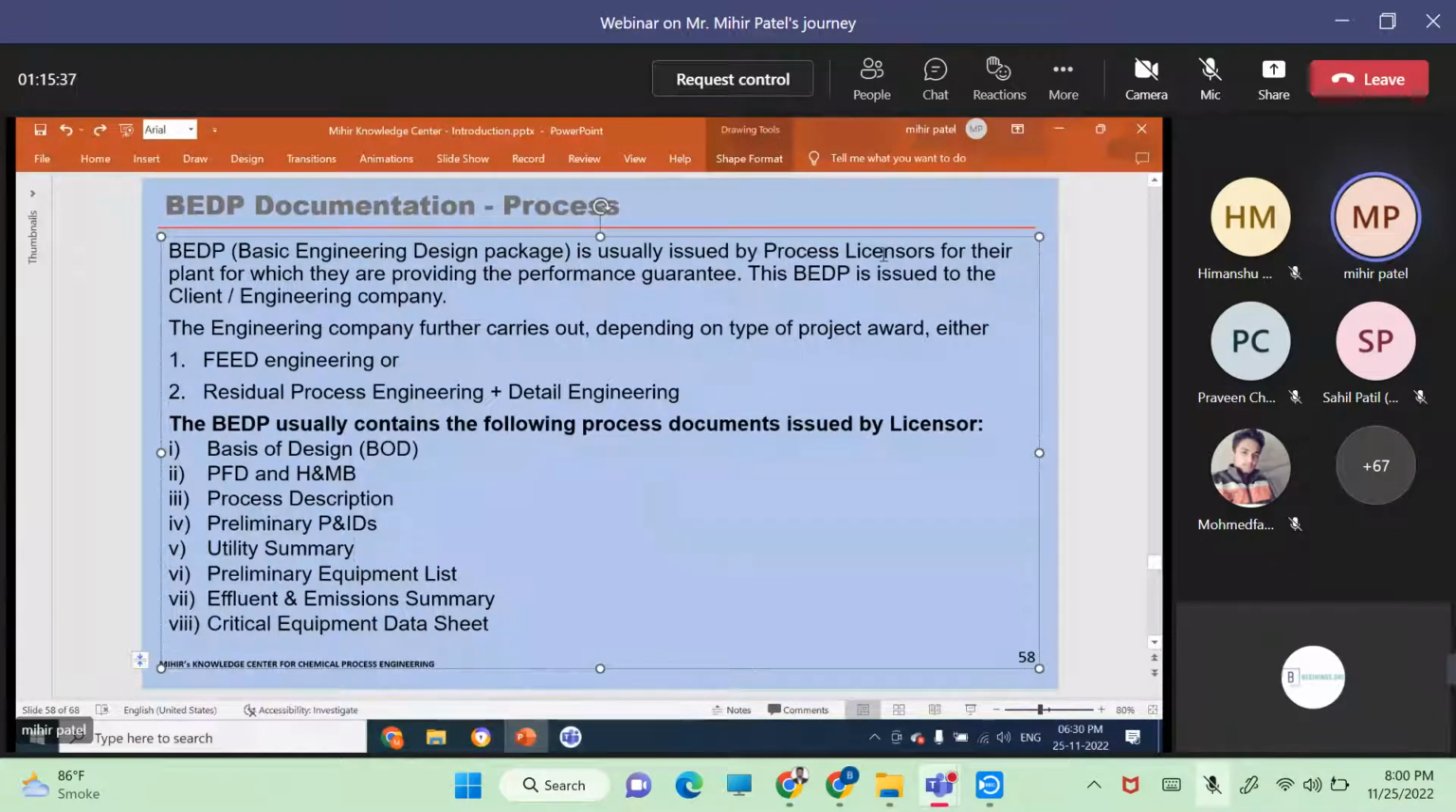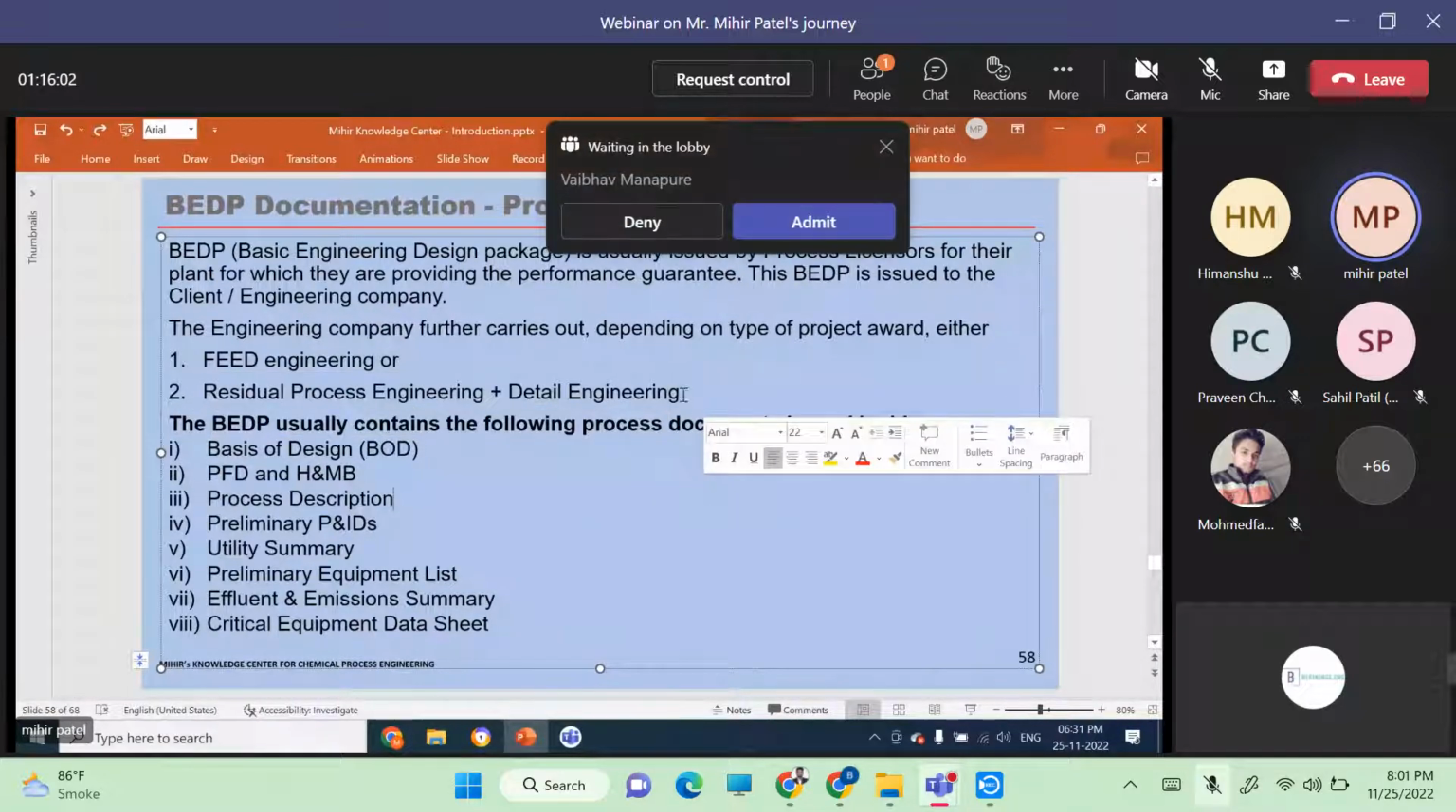So the process licensor will supply this, since they are providing the performance guarantee. The process licensor is taking the guarantee, so he gives the basic design in his package. The engineering company further carries out either feed engineering, so that the ITB can be floated to market to get EPCM or EPC bids, and residual process engineering or detail engineering. So depending on what the client requires, the engineering company can do feed or go straight on to the detail engineering.